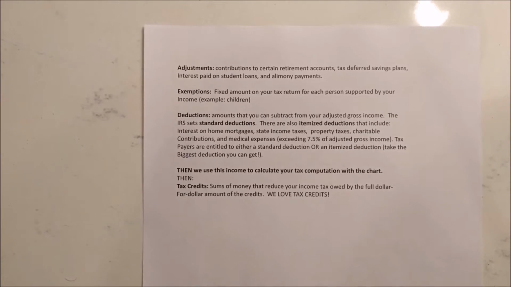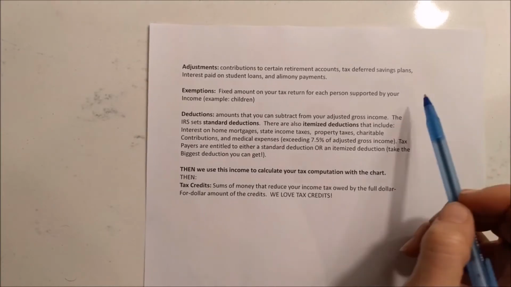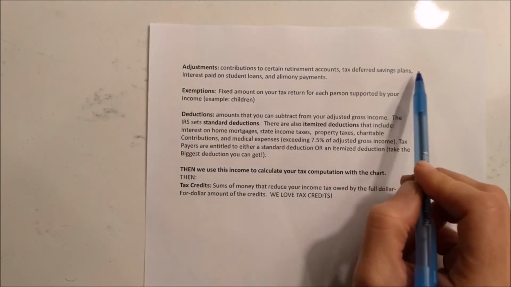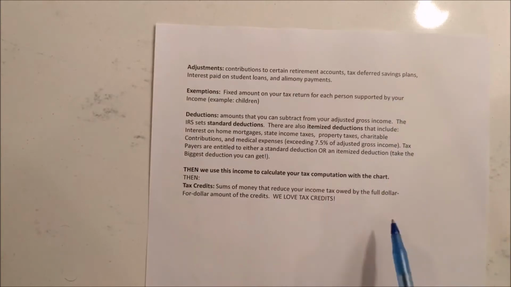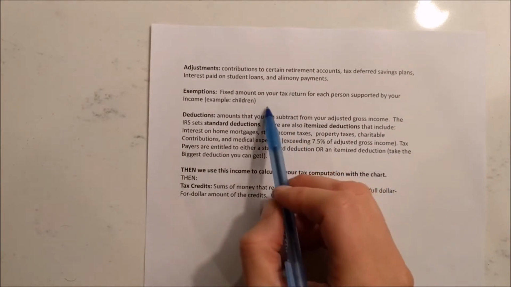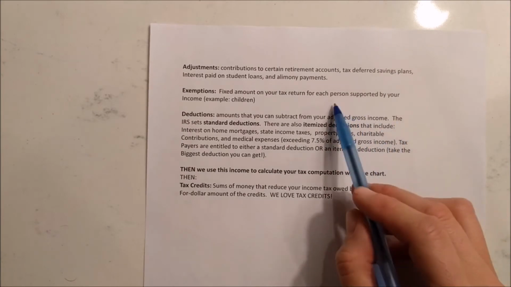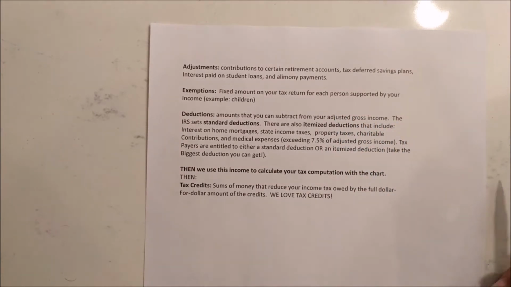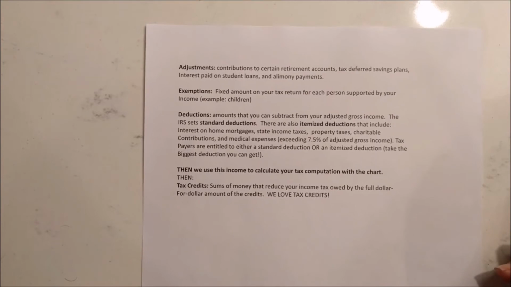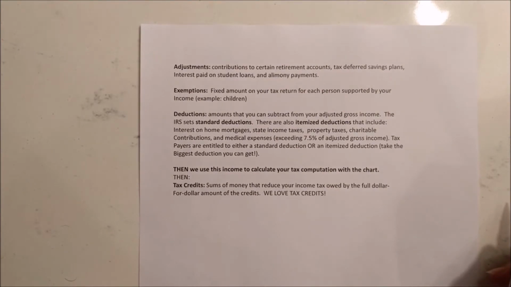So to get the vocab straight, and we'll talk about it in class, but now you have it on this video, adjustments are contributions to certain retirement accounts, tax-deferred savings plans, interest paid on student loans, and alimony payments. Honestly, in our class, we will mostly talk about tax-deferred savings plans. Exemptions are a fixed amount of money on your tax return for each person supported by your income. So, for example, your children, or someone else that you take care of in your household.